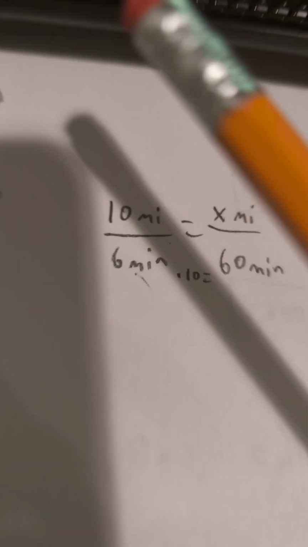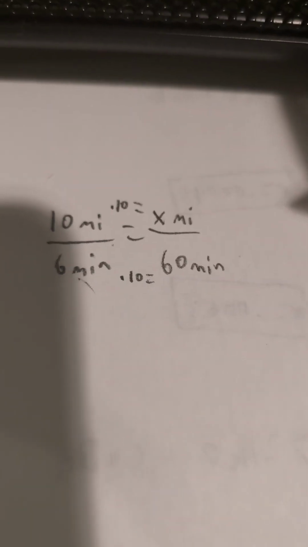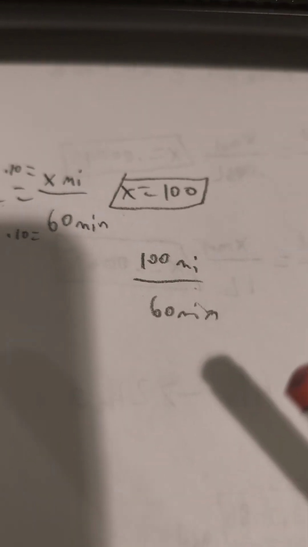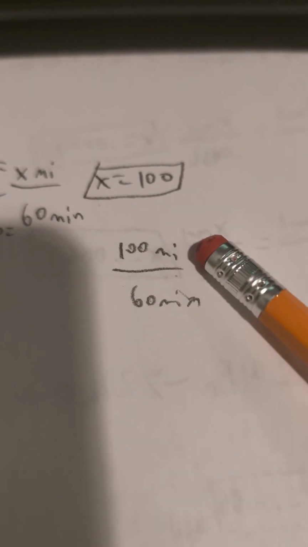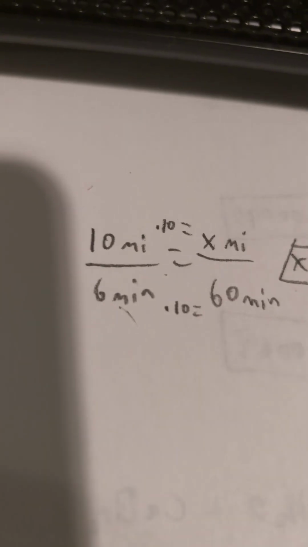And now we're going to do that same thing to the numerator. So 10 miles times 10 equals x. And so 10 times 10 is 100 miles. So now we know that John has traveled 100 miles over the course of 60 minutes, and 60 minutes is an hour. So we know that John is traveling at 100 miles per hour. And there's another way we can do this.